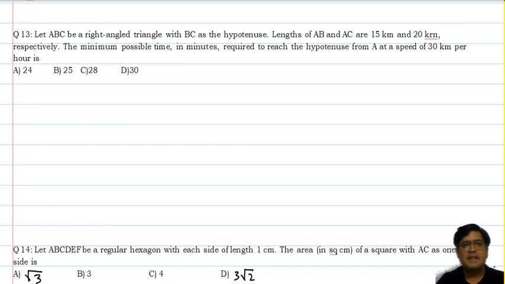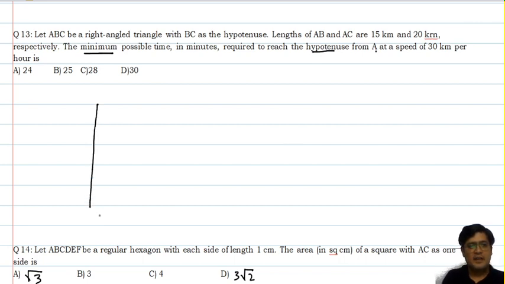Let ABC be a right-angled triangle with BC as hypotenuse. Lengths of AB and AC are 15 kilometers and 20 kilometers, respectively. The minimum possible time in minutes, minimum is the critical word here, required to reach the hypotenuse from A at the speed of 30 kilometers per hour.